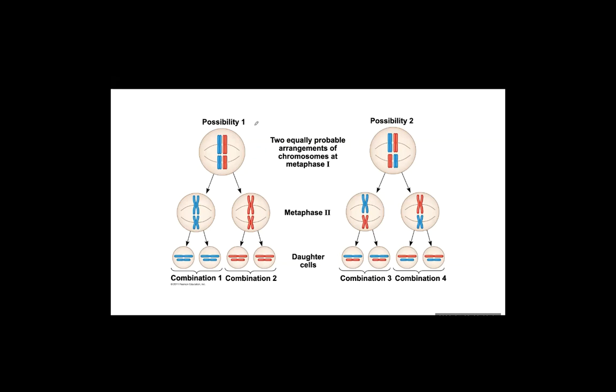So this is a simple example, possibility one. There are 4 chromosomes, right? And then after meiosis, you have 4 daughter cells, and each daughter cell has these kinds of chromosome combinations. The other possibility gives you a different chromosome combination. In this daughter cell, you have a long blue chromosome and a short red one. The other combination has a long red chromosome and a short blue chromosome. So you will have different combinations of daughter cells in terms of independent assortment of homologous chromosomes.